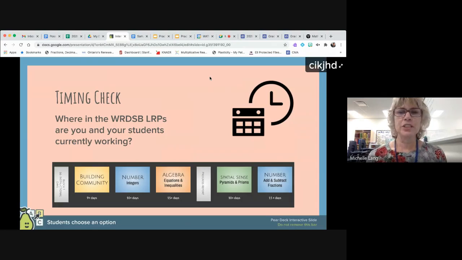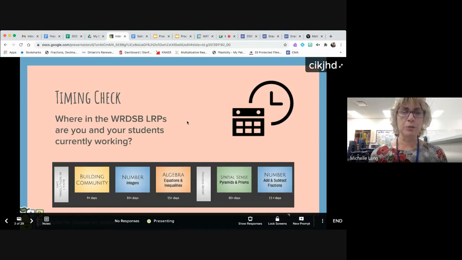The first thing we'd like to do is just do a timing check. We have scheduled these first just-in-time PD sessions to ideally be just ahead of when you are teaching with your students. So if you don't mind taking a second right now, where in the WRDSB long range plans are you and your students currently working?